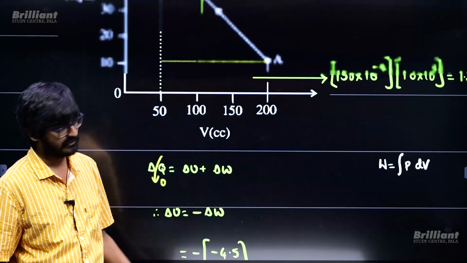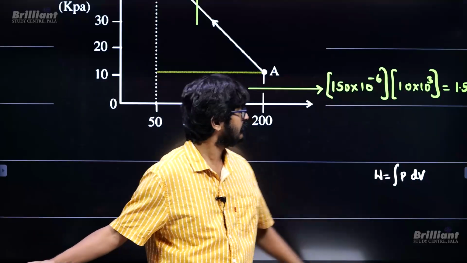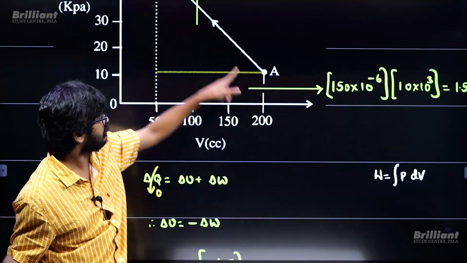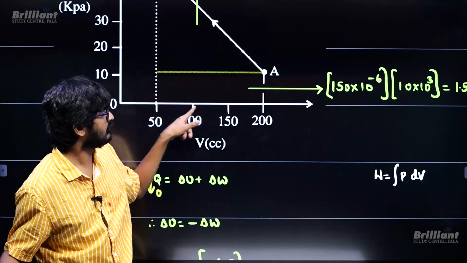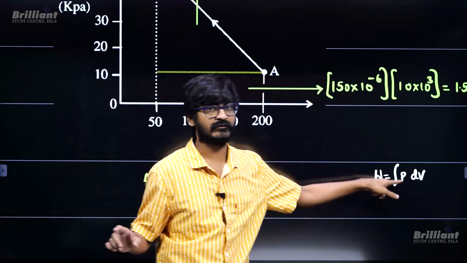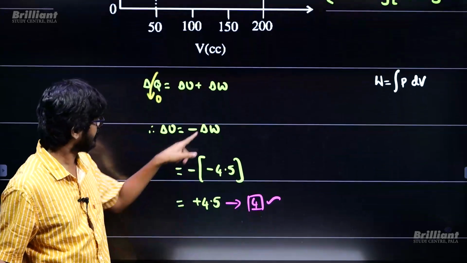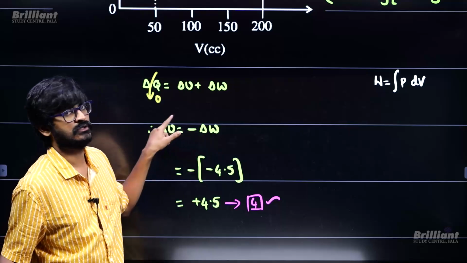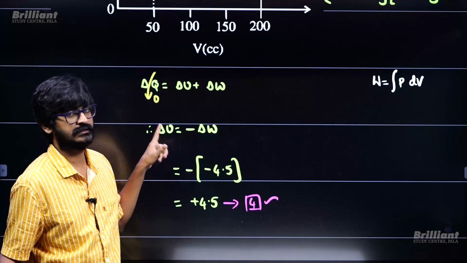Now how to calculate work done? Work done will be integral P dV. Now what is happening here? It is going from here to here. So volume is reducing. So if volume is reducing, what will happen to the work? Work will turn out to be negative. So if work turns out to be negative, negative of negative is going to be positive. So change in internal energy is going to be positive.